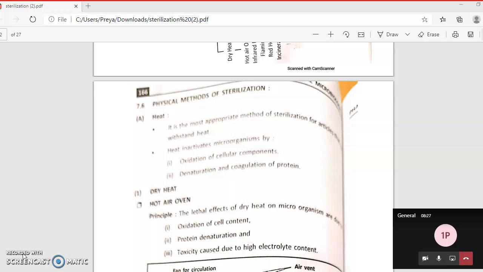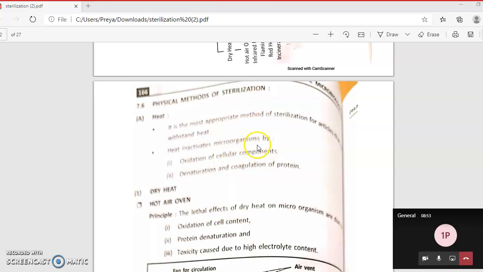When you use heat, it gives you these mechanisms. The first mechanism of killing by heat is oxidation of cellular component. And the second mechanism is denaturation and coagulation of the protein. Okay, so you have to remember these mechanisms of heat.